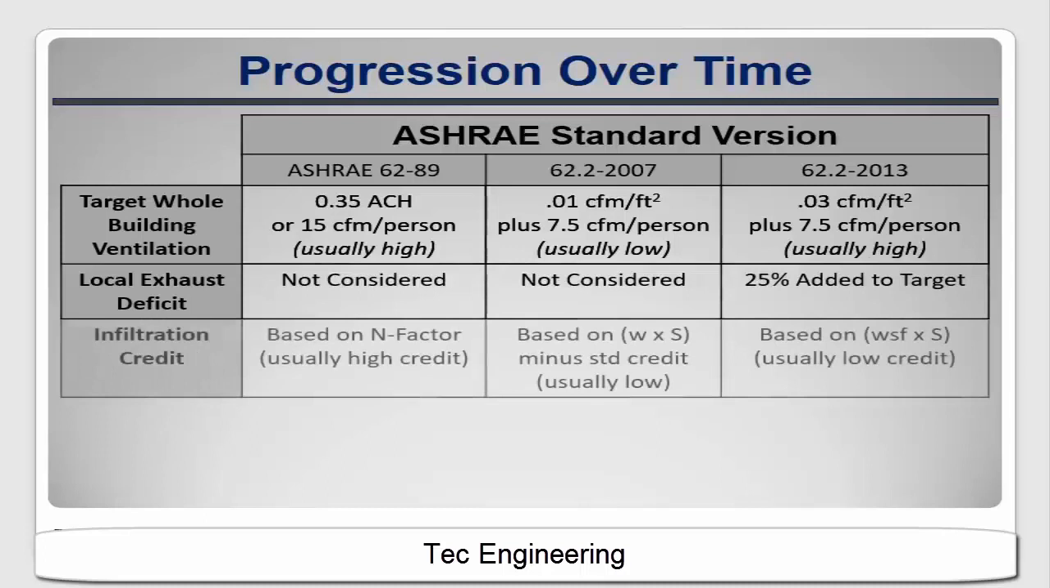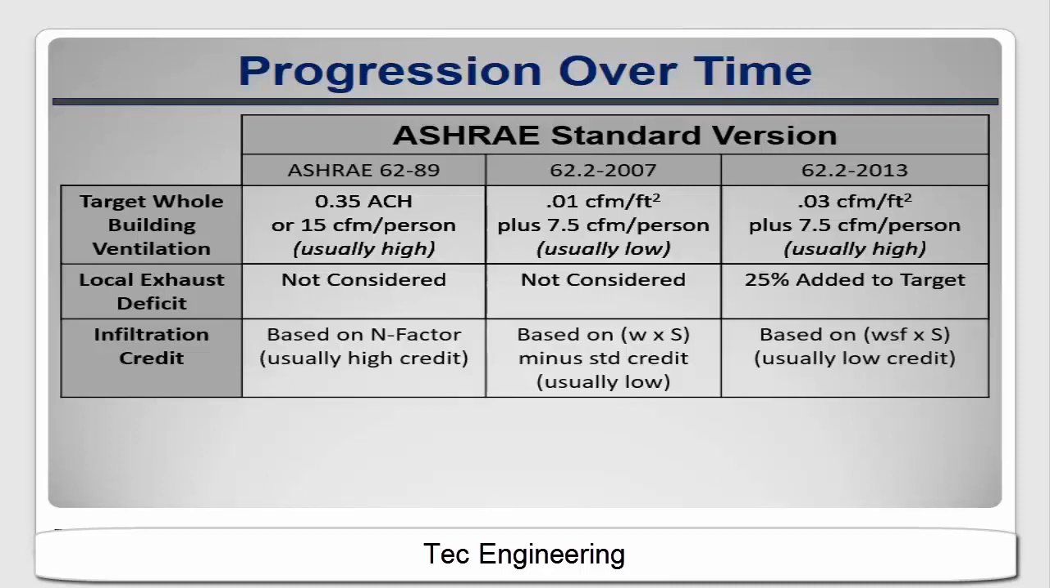The 3 standards use different methods for calculating an infiltration credit. The 1989 version uses an N factor and calculates the highest credit. The 2007 version calculates a moderate level of estimated infiltration, but the net credit is low because it subtracts out the credit built into the base formula. And the 2013 version calculated a low estimated infiltration. You can see that as time has progressed, we're attributing a lower natural infiltration rate to a given blower door reading. Is this based on sound building science?